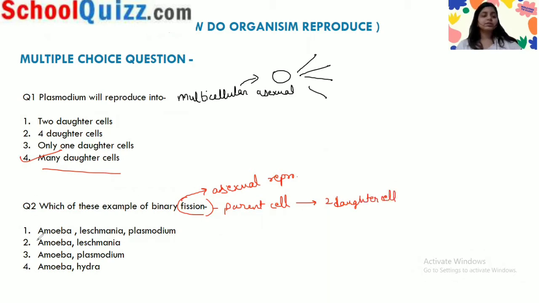Now what is the example of this? You have option 1, amoeba, leishmania and plasmodium. You can see plasmodium will not be the answer, because we have seen that plasmodium will reproduce into multicellular. Next we have amoeba and leishmania. Third we have amoeba and plasmodium, so this is also not the answer. Next we have amoeba and hydra. Hydra is the example of budding.